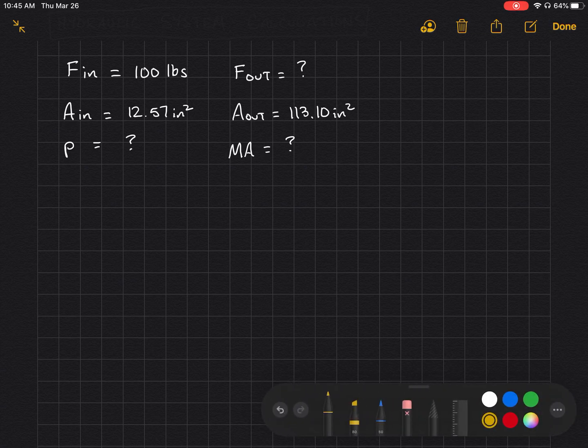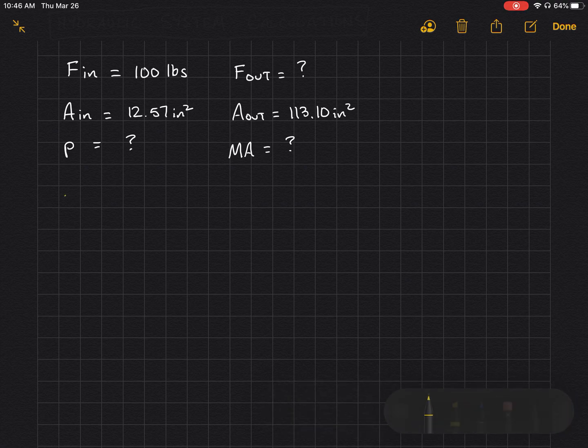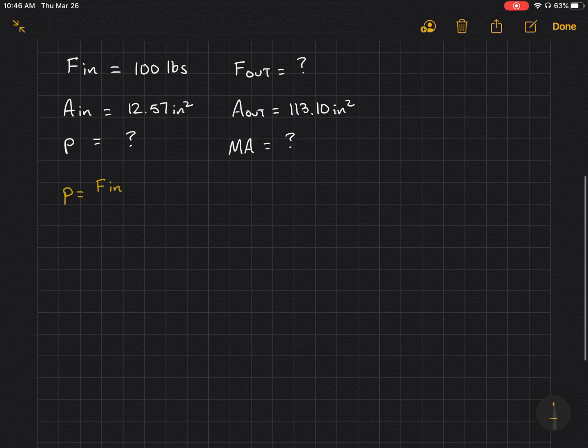We will start first by calculating the pressure on the system. We know from our formulas that pressure is equal to force divided by area. In this case, we're going to use the input force divided by the input area because those are variables that we know. We'll go ahead and substitute. Our input force is 100 pounds, and our input area is 12.57 inches squared. So if you go ahead and calculate that out, 100 divided by 12.57, we get about 7.96 pounds per square inch.